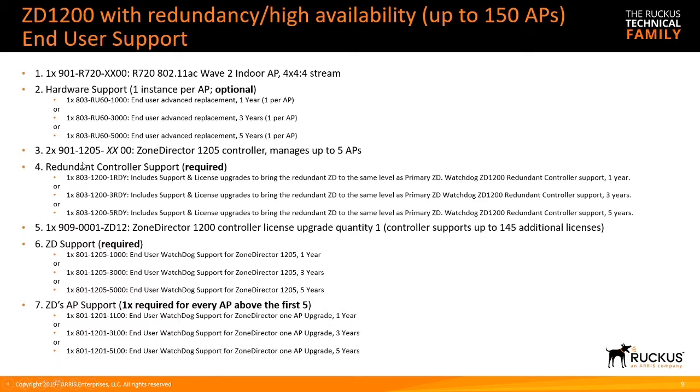Let me go over that one more time. You're going to buy two 1205 controllers. Then you're going to buy the RDY, or the redundant controller support license. You're going to buy the controller license upgrade for the APs. You're going to buy support on the other controller, and then support on the APs. So the addition is you're adding another controller, and you're adding the RDY support for that redundant controller. That's the addition versus the previous config.